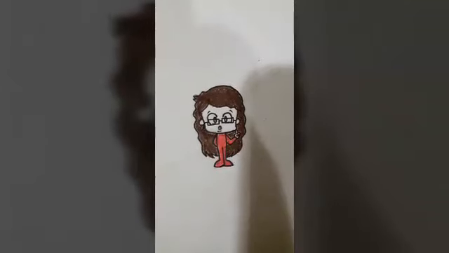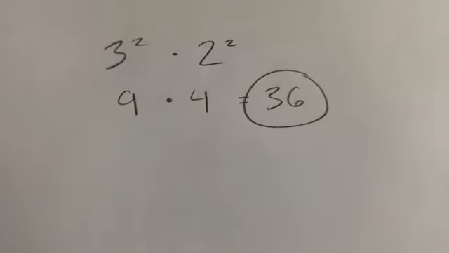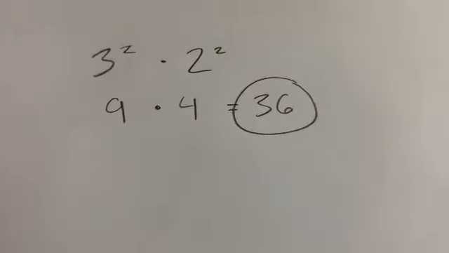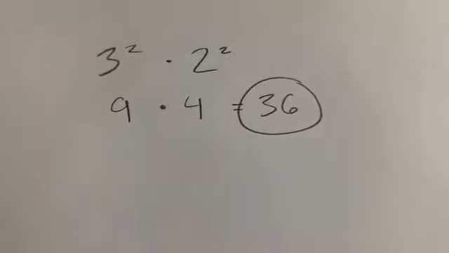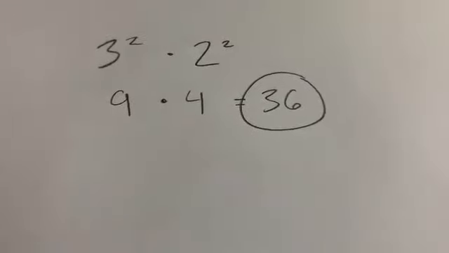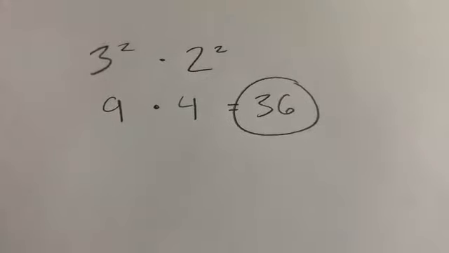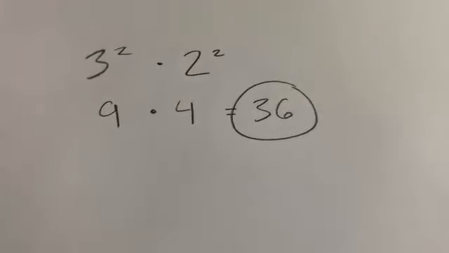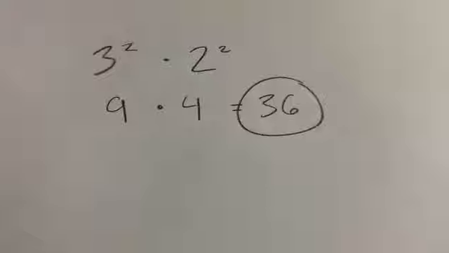So what happens if our monomials do not have a common base? If the monomials we're multiplying do not have a common base, you simply solve them as is. For instance, 3 to the second power would be 9, and 2 to the second power would be 4. So 9 times 4 equals 36.